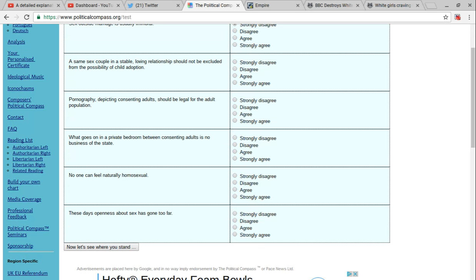A same-sex couple in a stable, loving relationship should not be excluded from the possibility of child adoption. The statement is very good. I totally agree with it. Until we look at statistics on domestic abuse between gay men and gay women, we see gay men have very low rates of domestic abuse, where gay women have higher rates of domestic abuse. I would rather two dudes raise a kid than two women, just off the statistics. I do agree, but I would potentially just like two gay men to raise a kid instead.